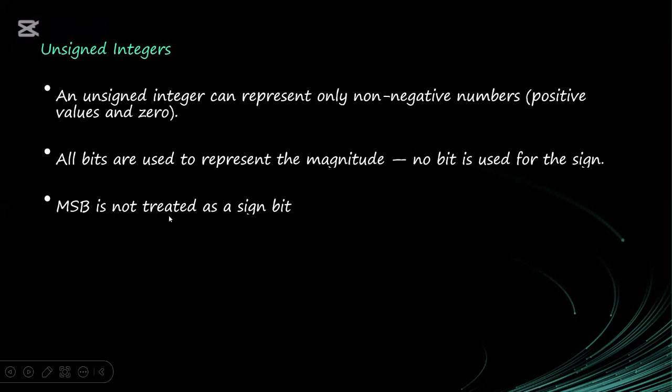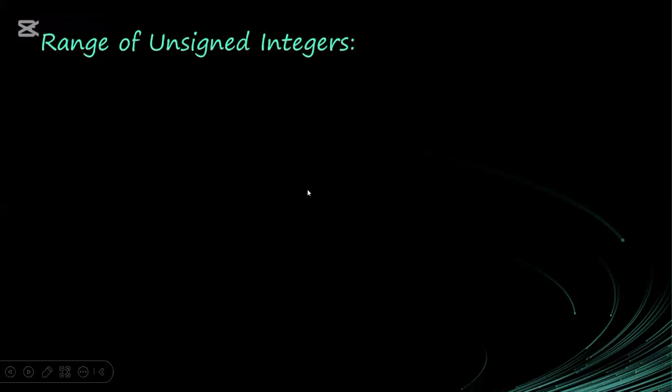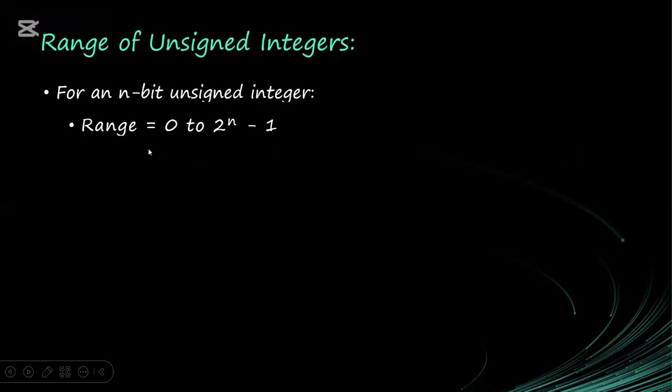The MSB is not treated as a sign bit. So when you're working with an unsigned integer, you can never have a negative number in it. If you try to add a negative number to an unsigned integer, there will be an error. So what is the range of unsigned integers? It is between 0 and 2 raised to the power n minus 1.